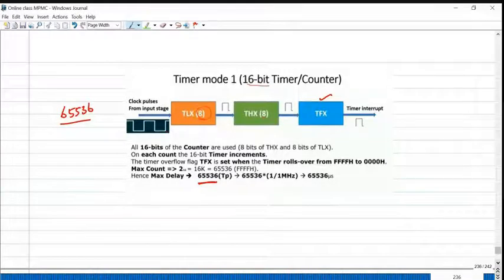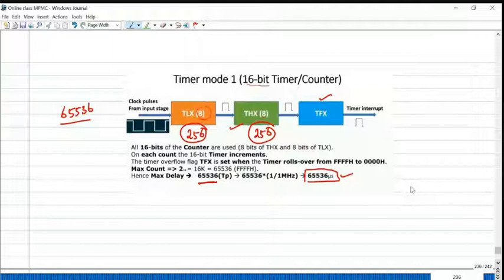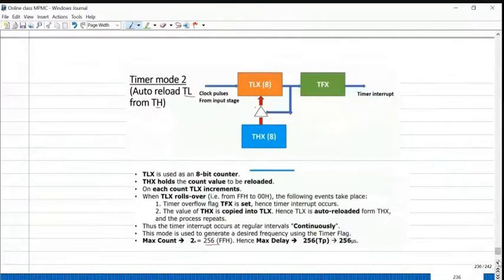TLX will overflow when it reaches 256 clock pulses. Then TH starts counting, and it will overflow once it reaches 256 clock pulses. Our total combination is 2 power 16, 65536. If you assume the frequency the timer receives is 1 megahertz, then up to 65536 microseconds of time delay we can generate by writing the program in mode 1. So this is timer mode 1.